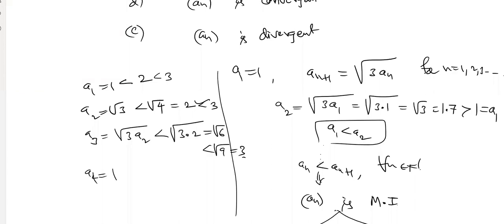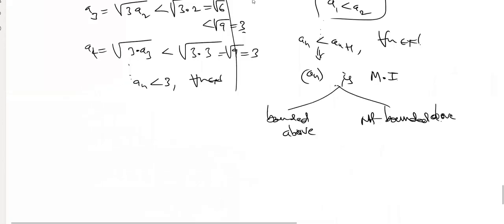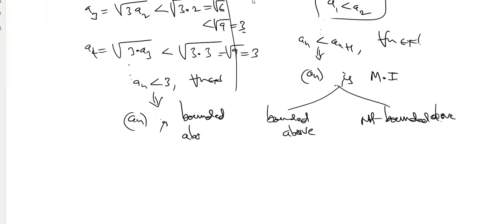What is my a_4? a_4 is root of 3 times a_3. Again, a_3 is less than 3. So root of 3 times 3 is root 9, which is 3. Therefore, a_4 is also bounded above by 3. So by induction, a_n is less than 3 for every n. Therefore, a_n is a bounded above sequence. So by the monotone convergence theorem, a_n converges to L, a real number.